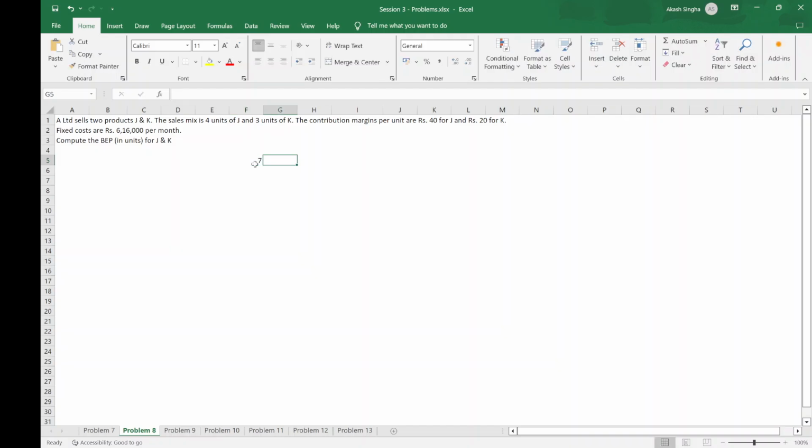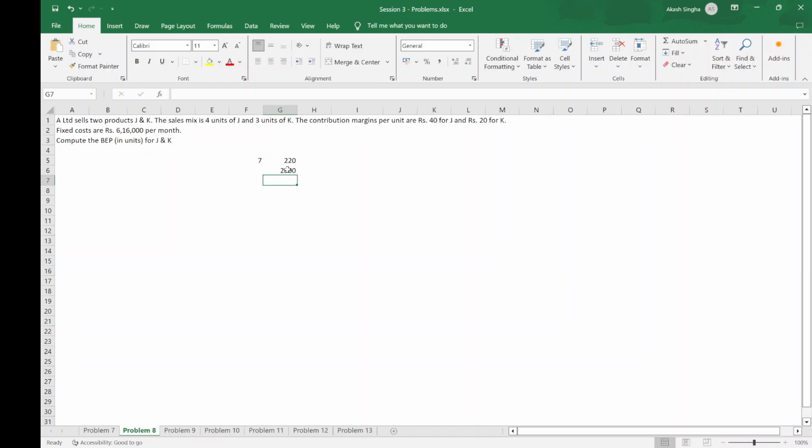In a batch, if you are selling 7 units, the total contribution margin will be 4 into 40, 160, plus 3 into 20, 60, which is 220. So per 7 units sold, the contribution margin is 220. Fixed costs are 616000. So we need 616000 by 220, so 2800 batches of 7. So in total we need to sell 2800 batches.